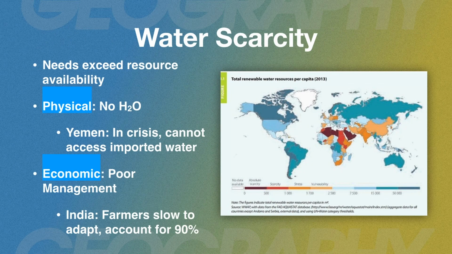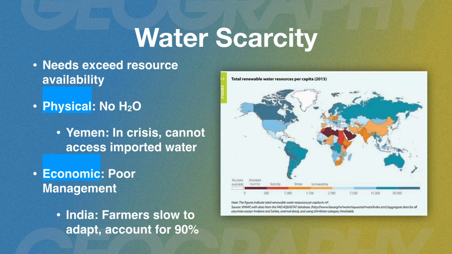Speaking of water, water scarcity. That's when our need for water exceeds the availability. And there are 2 types. Physical, where the water just isn't there. For example, in Yemen, they rely on a lot of imported water, but because of the crisis and the surrounding wars, they're not able to access that.